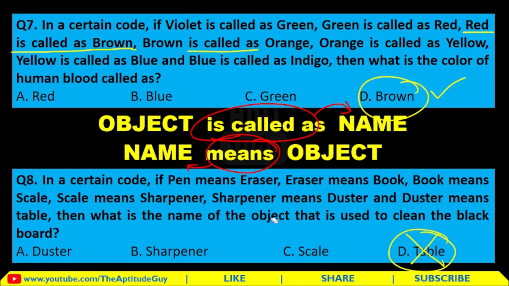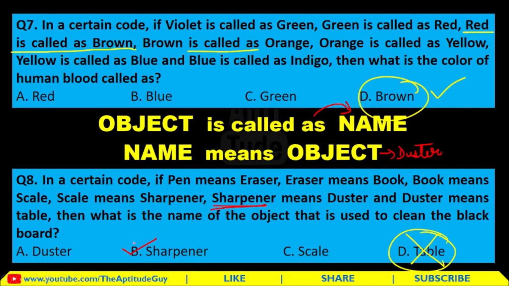Similarly, they have mentioned what is the name of the object that is used to clean the blackboard. Which object is that? Of course, a duster. That is the object. Now, name means object. What means duster? Sharpener means duster. So the correct answer of the 8th question is option B.